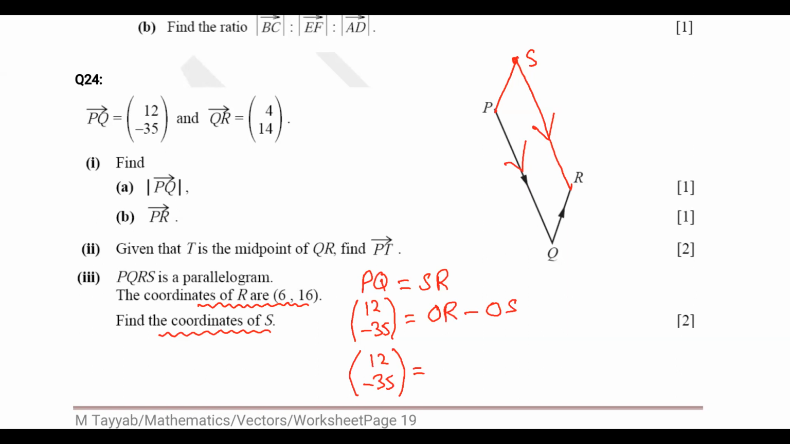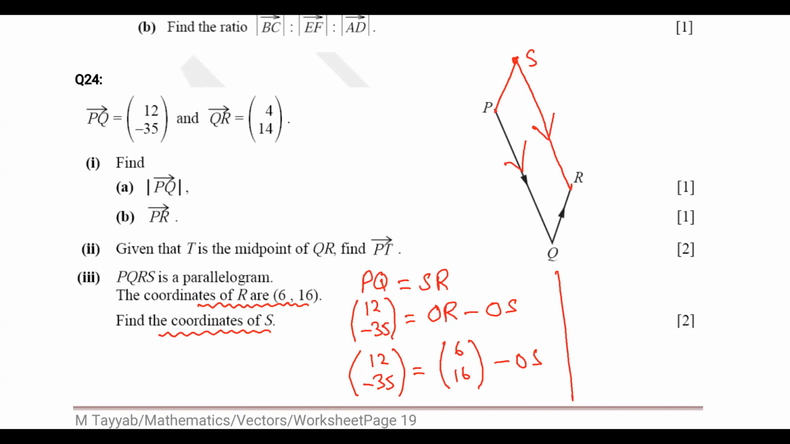Because the coordinates of R are 6, 16. अगर coordinate 6, 16 है तो position vector भी 6, 16 होगा R का, but you will write that in the form of column vector. And we don't have OS, we are looking for OS in fact. So use matrices और यहाँ से OS find करें.